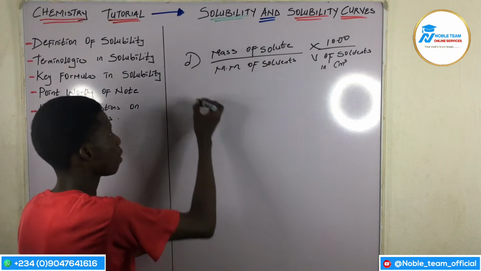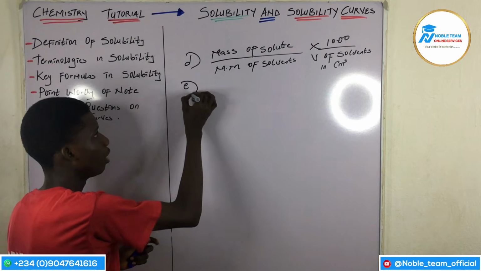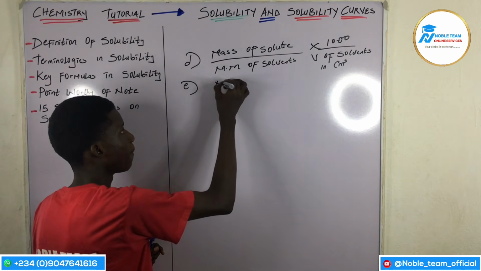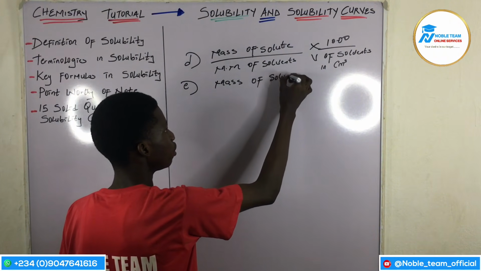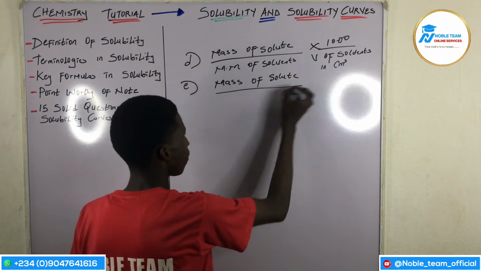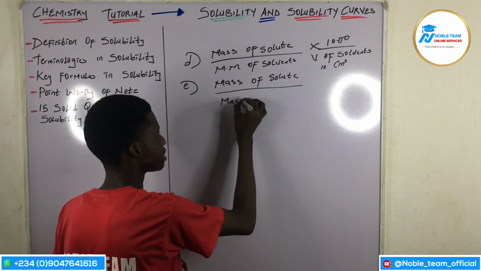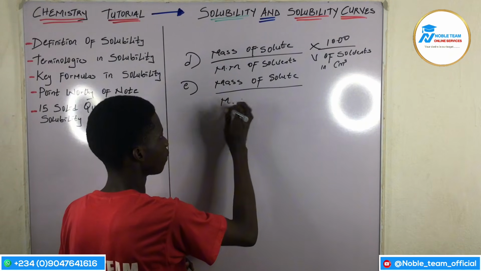Now the next one is the fifth formula, which is the last formula. We have mass of solute divided by mass of solvent. Molar mass of solvent, sorry.